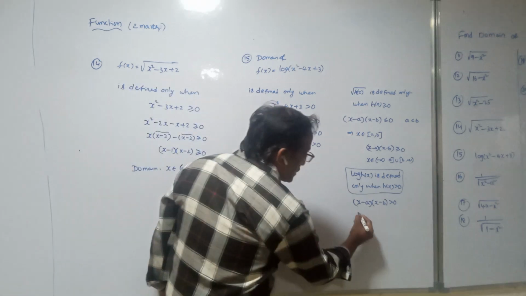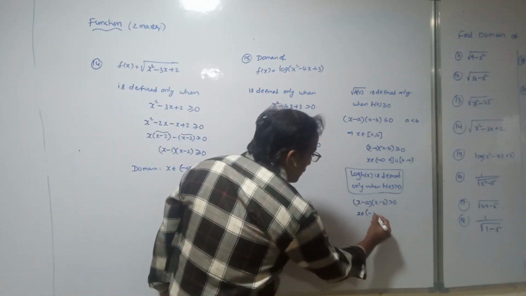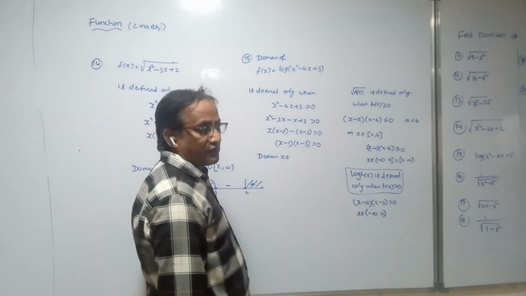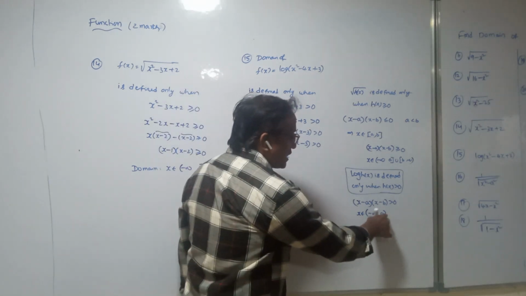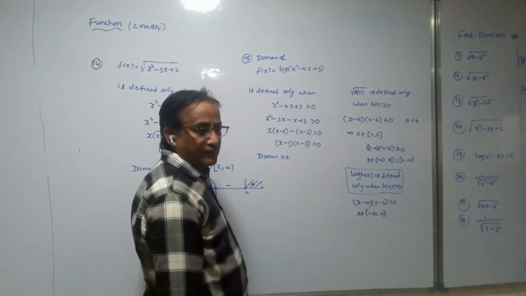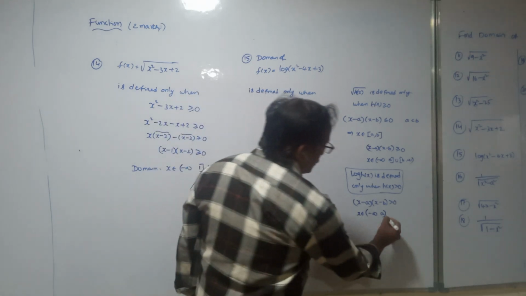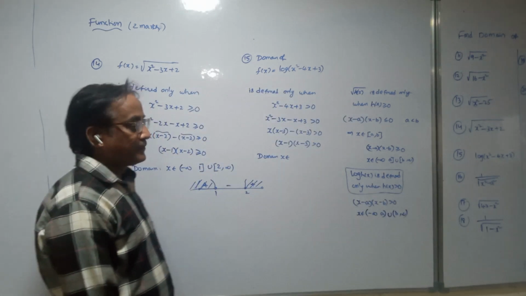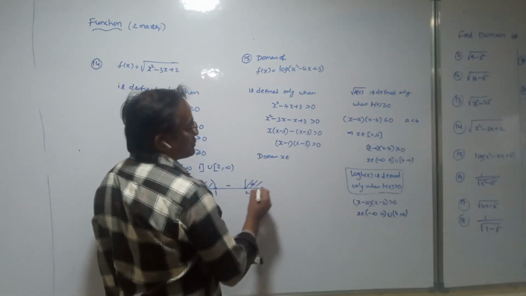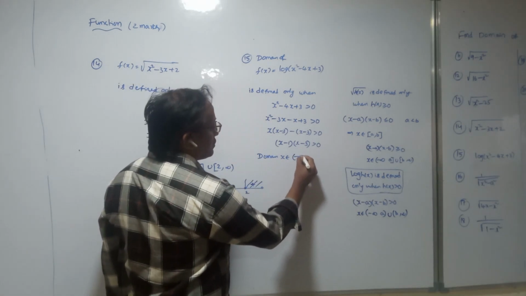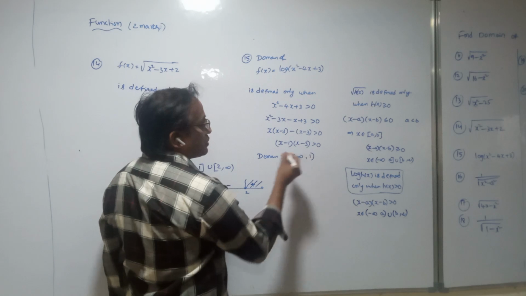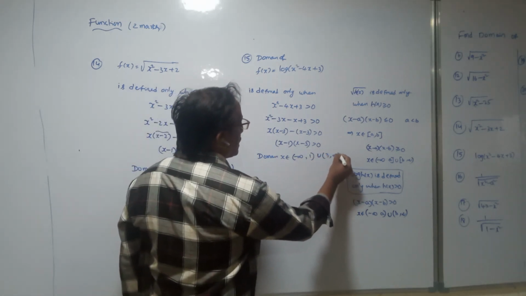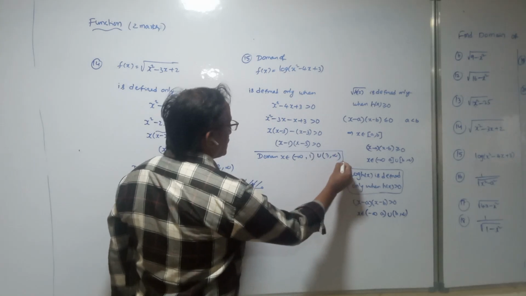In this case, x belongs to minus infinity to open interval a. Open means here a is not included, a is excluded. Union open b comma infinity. So the domain is going to be x belongs to minus infinity to open 1 union open 3 comma infinity. This is the domain.